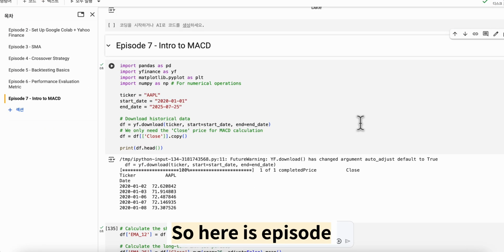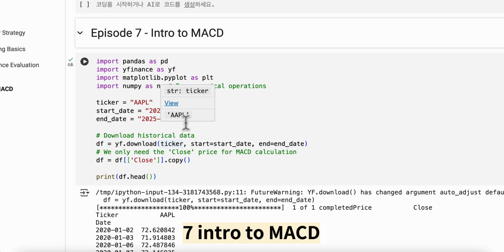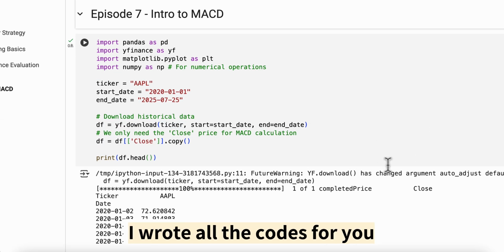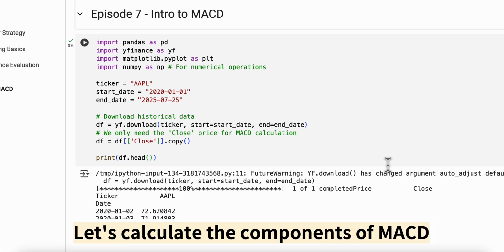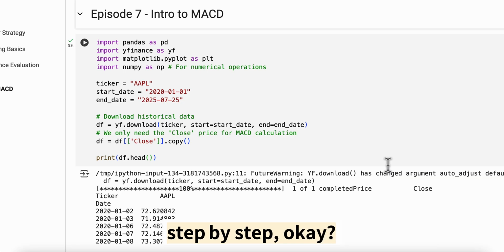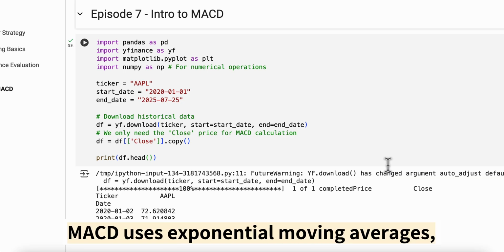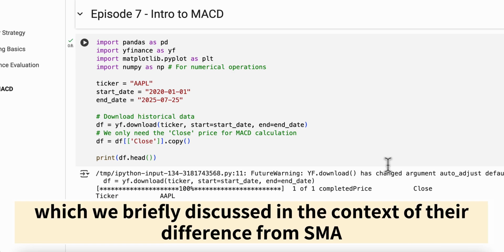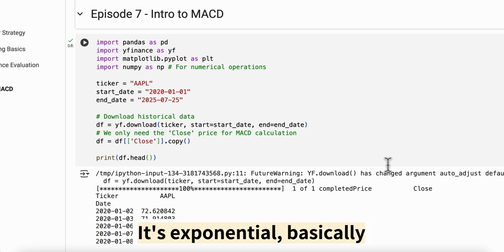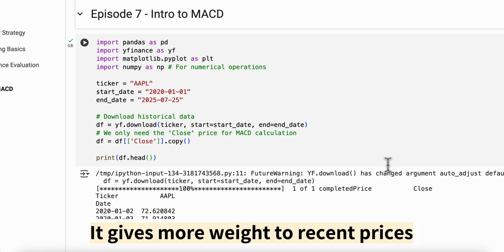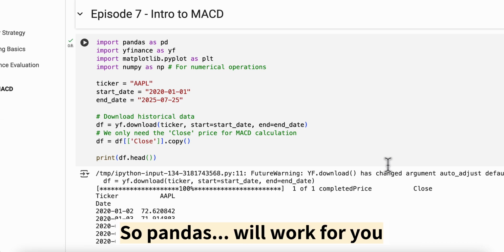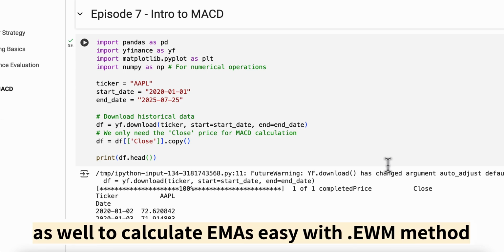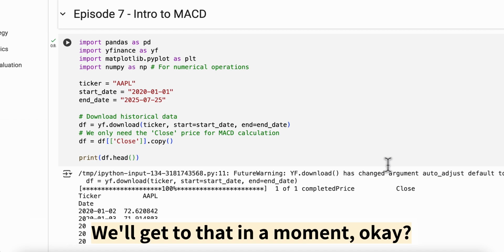Okay, cool. So here's episode 7, intro to MACD. I wrote all the code for you. Let's calculate the components of MACD step by step. Remember, MACD uses exponential moving averages, which we briefly discussed in the context of their difference from SMA. It's exponential, basically. It gives more weight to recent prices. So pandas will work for you as well. Calculating EMA is easy with the .ewm method. We'll get to that in a moment.